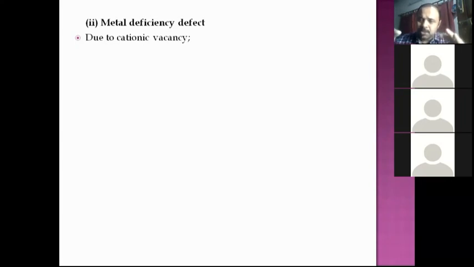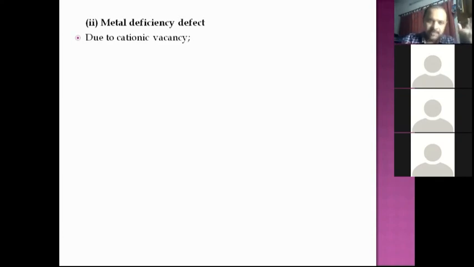Now the question is, where will that extra anion be accommodated? Obviously in the void space, but in most cases anions are larger. The larger anions cannot be occupied in a smaller void space. That's why that second type, metal deficiency due to extra anion in the interstitial site, is not a general example. It is not often seen at all. So therefore, we have one prominent type here, metal deficiency due to cationic vacancy.